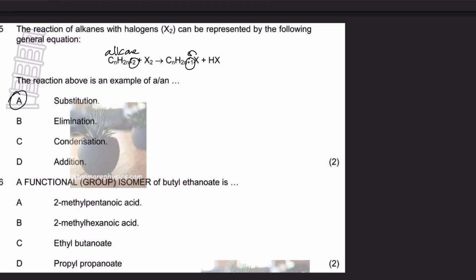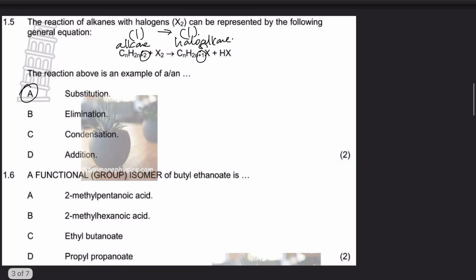You could also remember it like this, an alkane becoming a haloalkane. So this is an example of a one-to-one reaction. One-to-one meaning all single bonds going to all single bonds again. That's obviously going to be a substitution reaction.